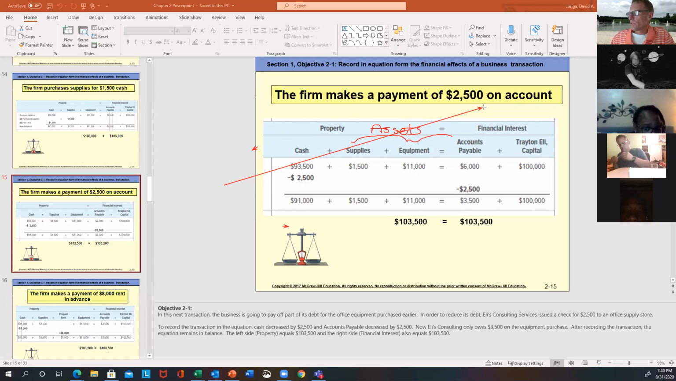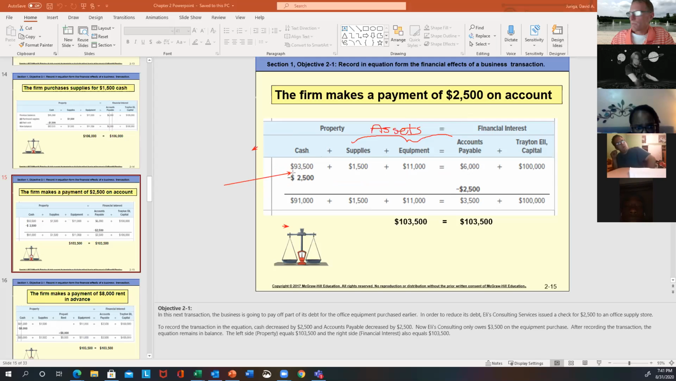All right. So look at what they do. They reduce accounts payable by $2,500, see the minus, and they reduce cash by $2,500. So you make a payment, you're paying some of your liabilities, you reduce cash, and you're reducing your accounts payable. Notice, once they've updated all these accounts, your equation still balances. Anytime you make a payment and you're paying some of your accounts payable, you simply reduce accounts payable and you reduce cash.